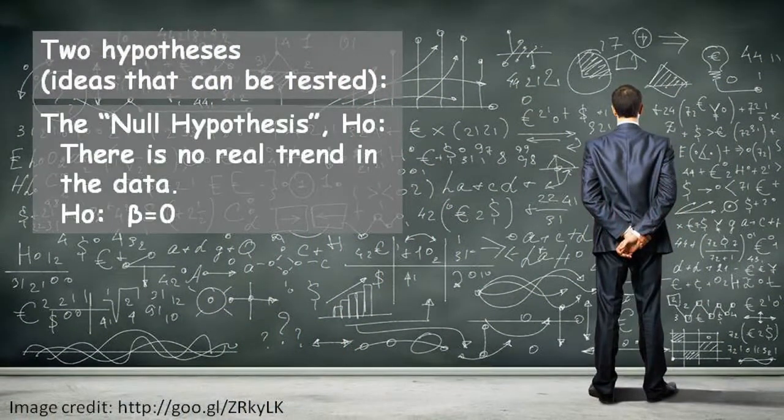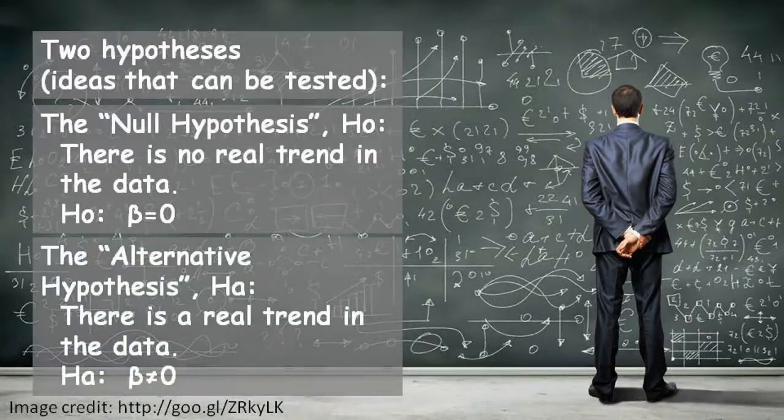The null hypothesis is that these data don't really have a trend. We use the symbol H0 for a null hypothesis. Sure, b is not exactly 0, but in this case we are hypothesizing that beta, the real trend in the data, is 0. H0 is that beta equals 0.